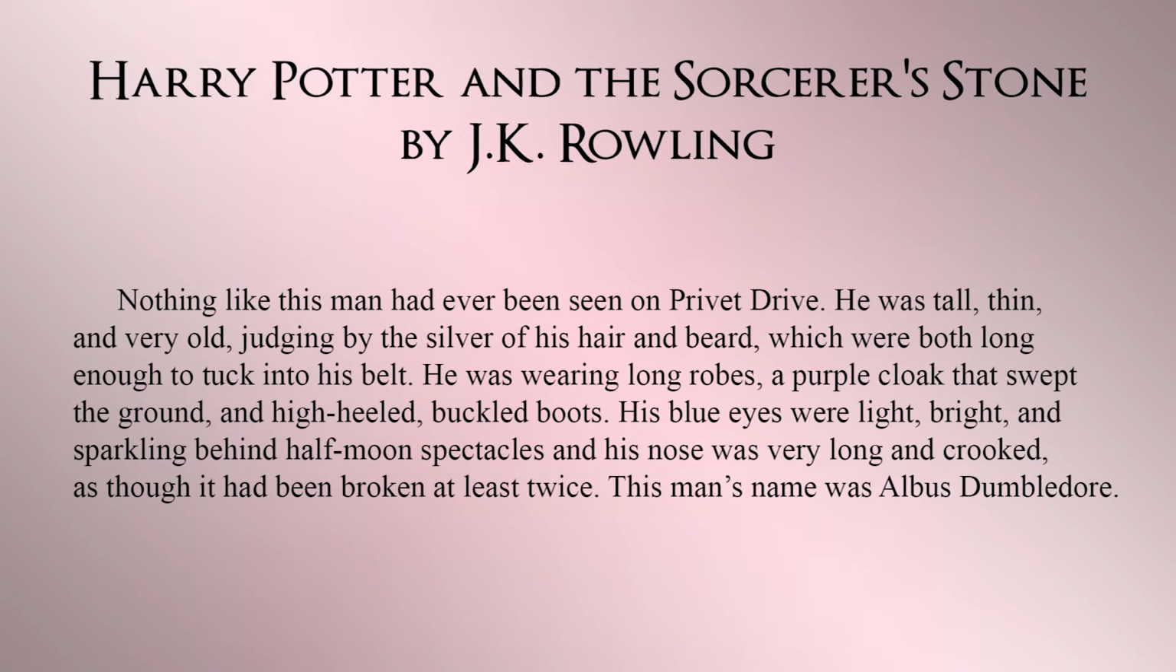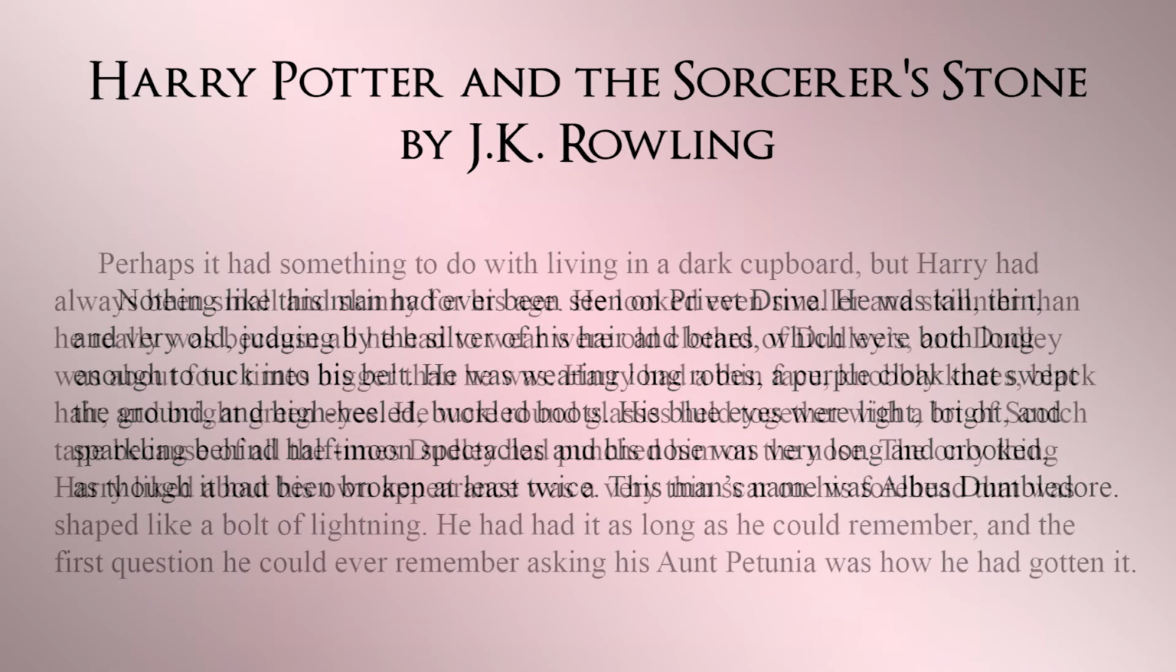He was tall, thin, and very old, judging by the silver of his hair and beard, which were both long enough to tuck into his belt. He was wearing long robes, a purple cloak that swept the ground, and high-heeled buckled boots. His blue eyes were light, bright, and sparkling behind half-moon spectacles, and his nose was long and crooked, as though it had been broken at least twice. This man's name was Albus Dumbledore.